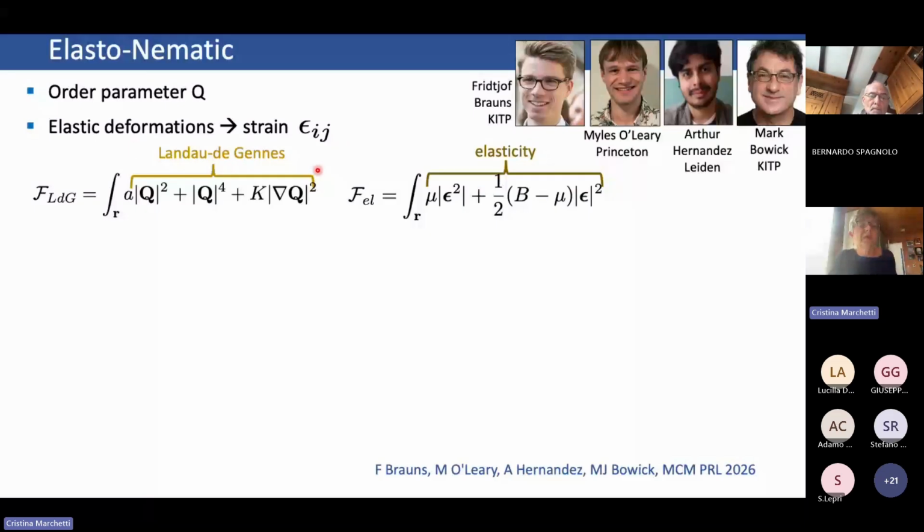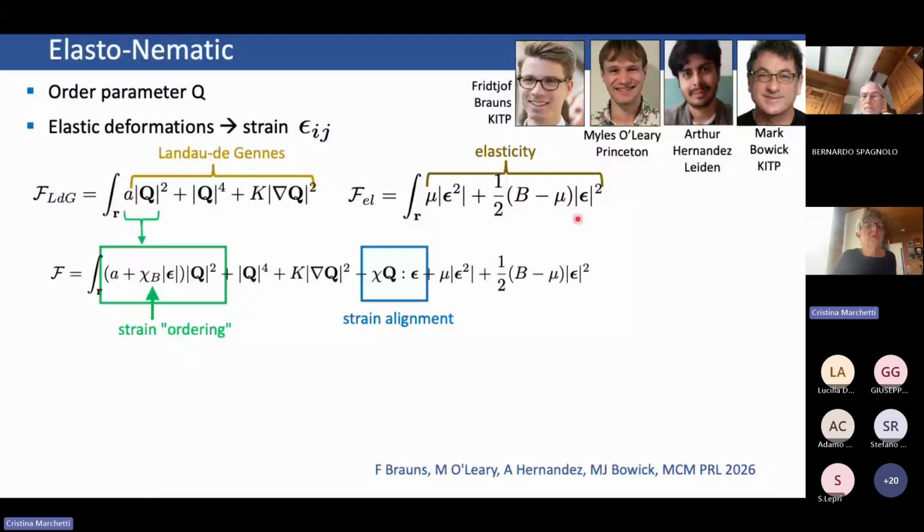At the level of the free energy, the nematic will be again described by a Landau-de Gennes free energy, which contains the double well potential. For A positive, you get an isotropic state. For A negative, you get a nematic state. The elasticity of the system is just very conventional two-dimensional elasticity, in terms of a shear modulus and the compressional modulus, quadratic in the strain epsilon.